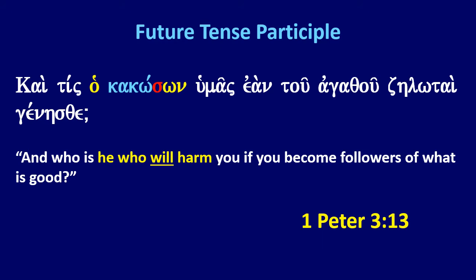So how would you translate this? Well, because it's future tense, you would just simply add the word will, or in Old English, shall. But here you would just say, it's he who will harm you. Now, the definite article ho in front of kakosōn tells you that this is being used adjectivally. In fact, it's a substantival use, as we'll see, of the participle. The one who, or he who will harm. And future tense, you would just add the word will.